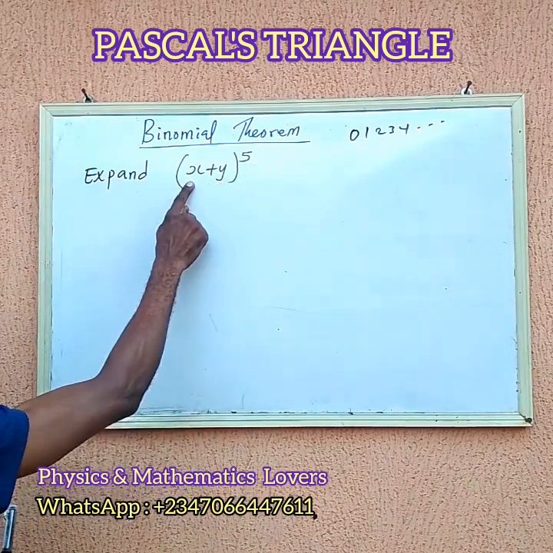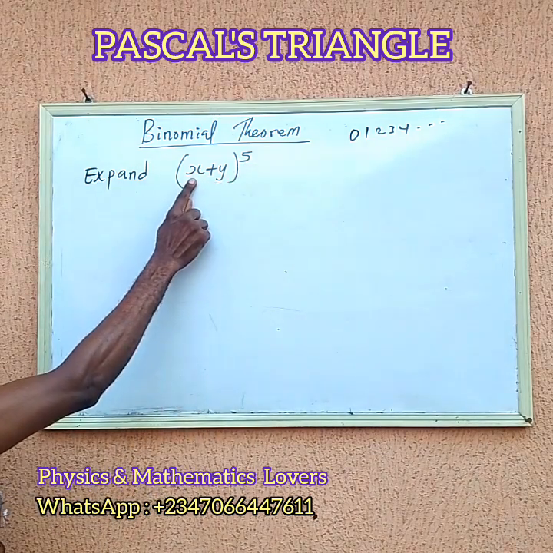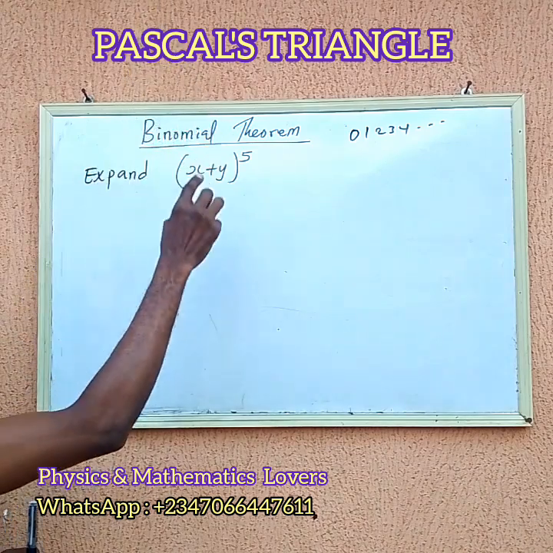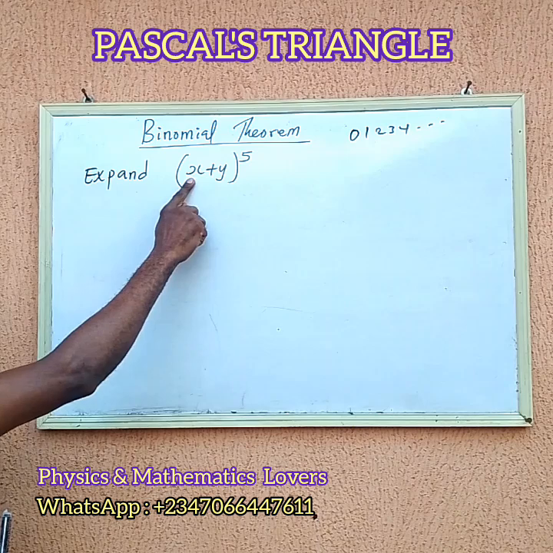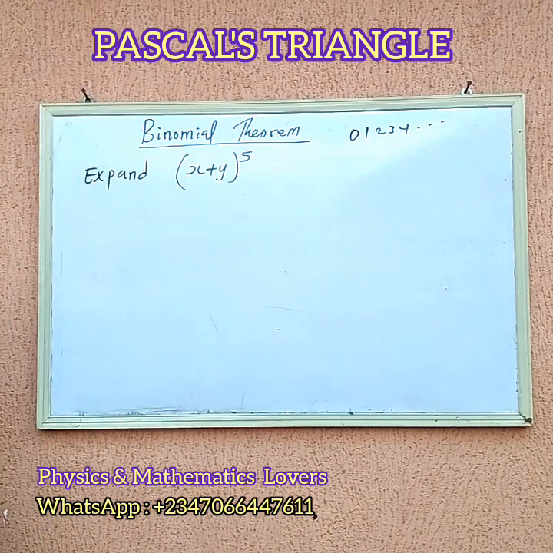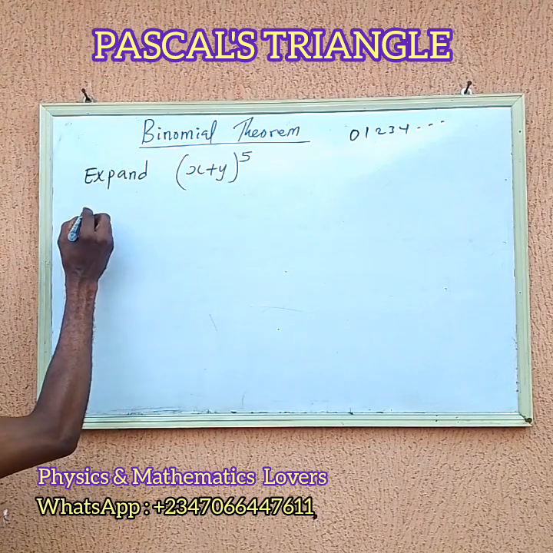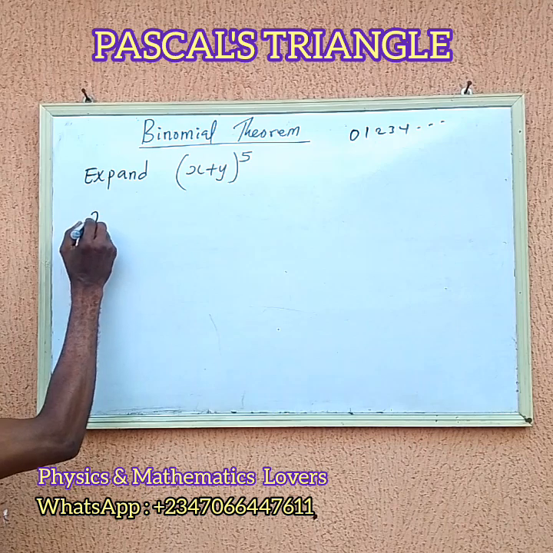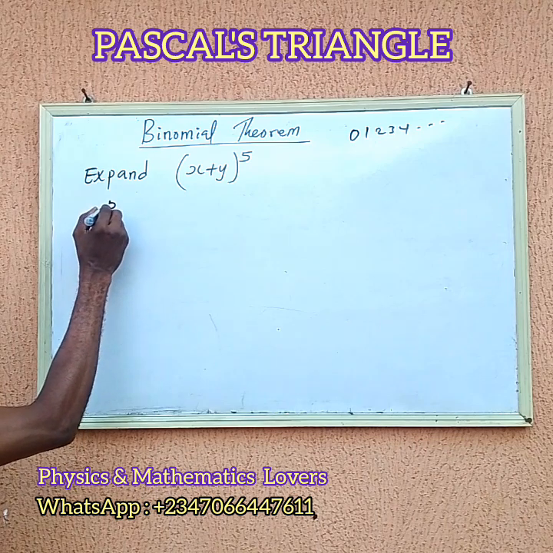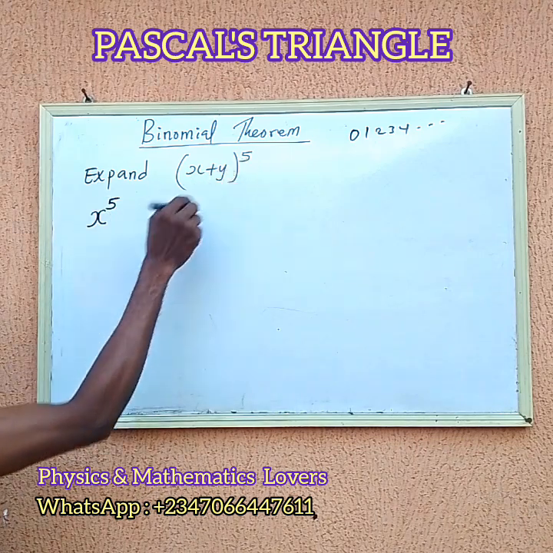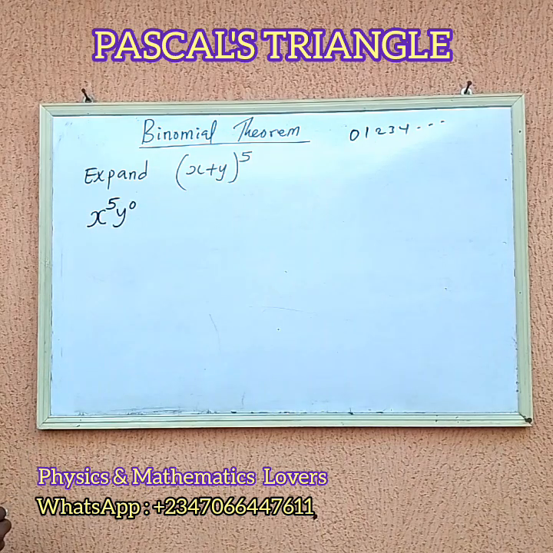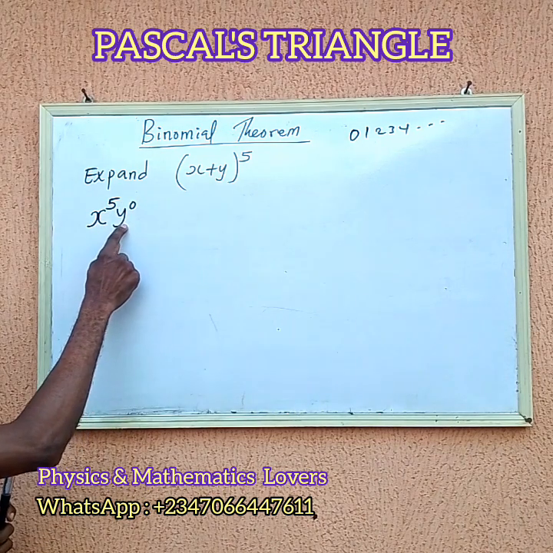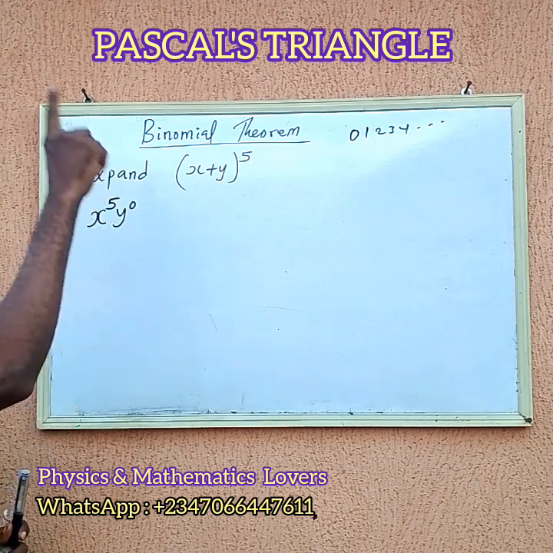So in this case now, the power of y will be what? Increasing. Since this is the what? The second term. While the first term here, the power will be what? Decreasing. Let's go. So which means that I'm going to start from x raised to power 5. Then y raised to the power of 0. Good. Because this second term, the power will have to be increasing.